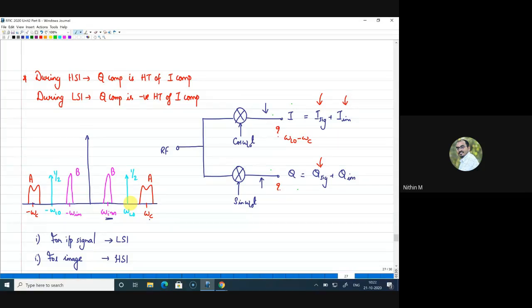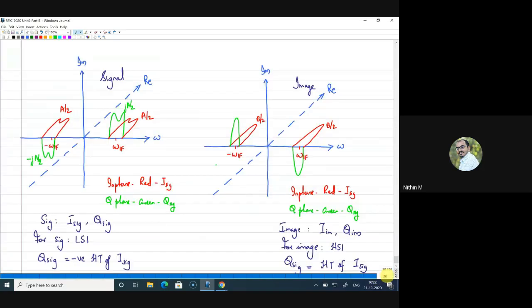So the reference is this. The input signal spectra is this. This is what I am considering now. We can actually consider the other way also, because if I am doing HSI for the input signal, then there will be differences in the spectra of how it comes out, right? Currently I am taking LSI for the signal.